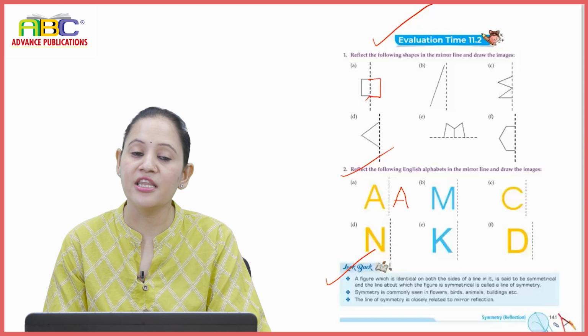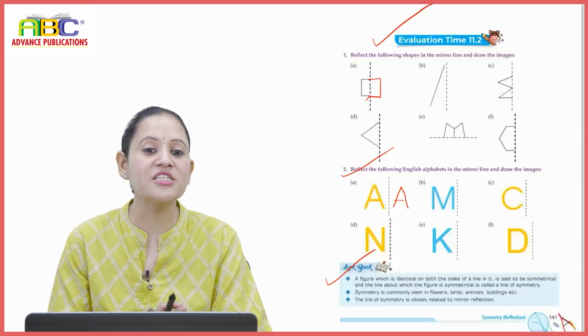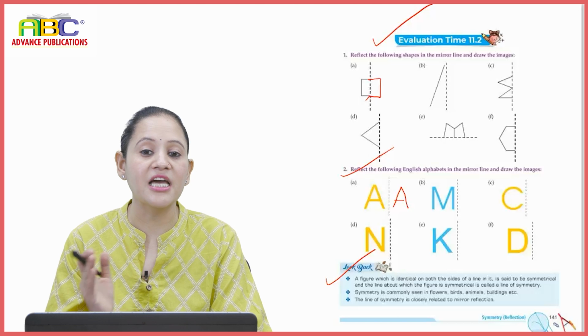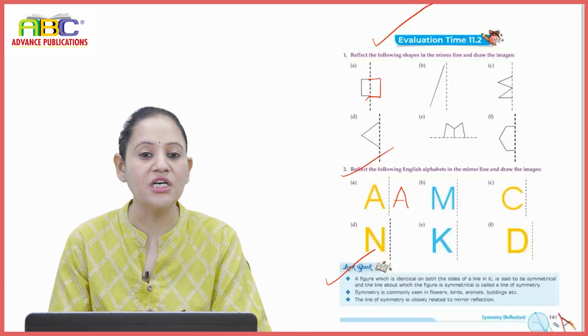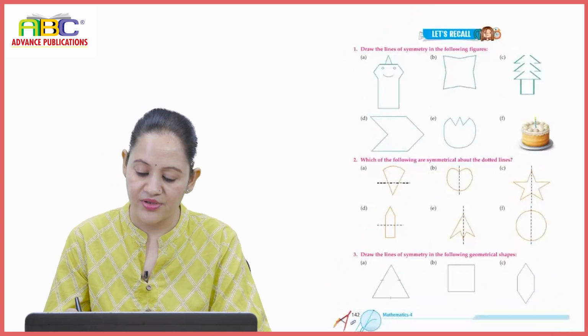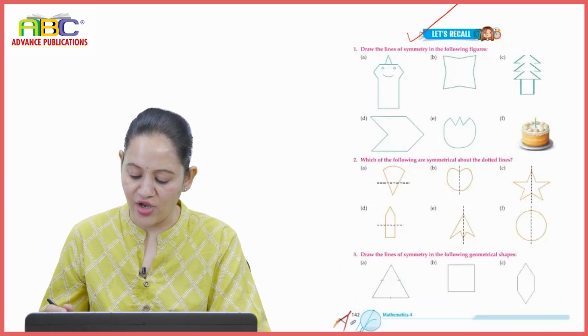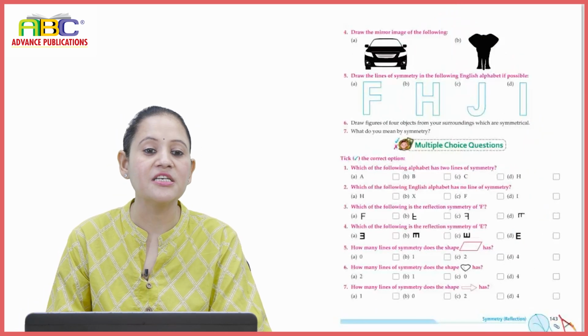Next, look back. A figure which is identical on both sides of a line is said to be symmetrical, and the line about which the figure is symmetrical is called the line of symmetry. Symmetry is commonly seen in flowers, birds, animals, buildings, etc. The line of symmetry is closely related to mirror reflection. Next, let's recall. You have to practice all these questions because all the questions are based on what we did in the chapter.